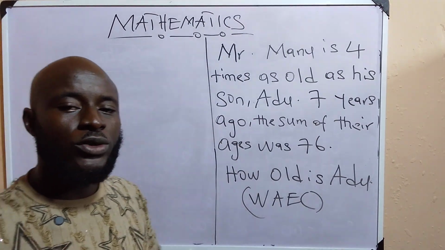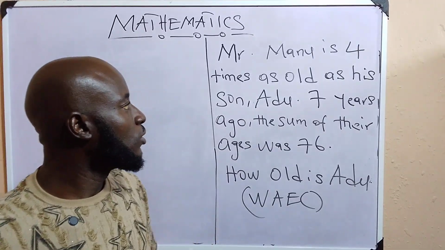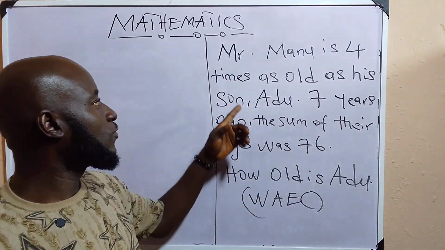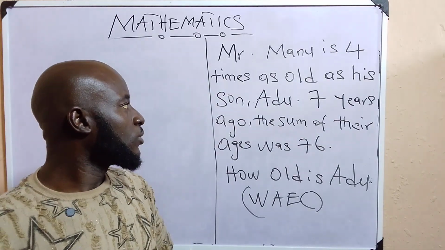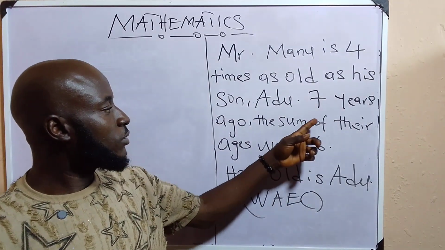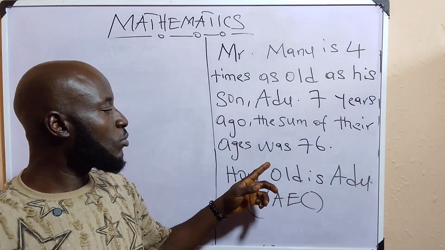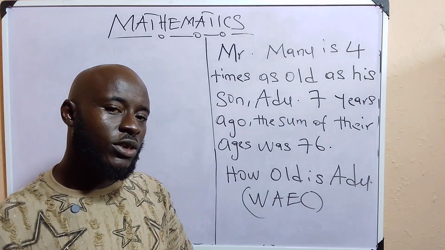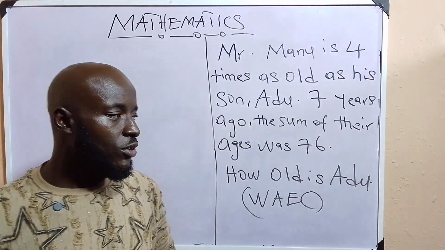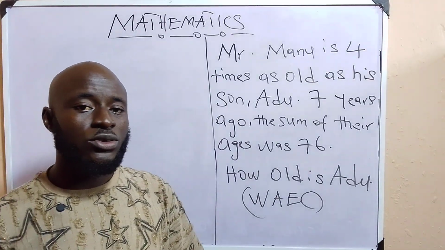Students, we have a question on the whiteboard. It is a word question actually. Mr. Manu is 4 times as old as his son, Adu. 7 years ago, the sum of their ages was 76. How old is Adu? If you see this type of question, you don't need to be scared.